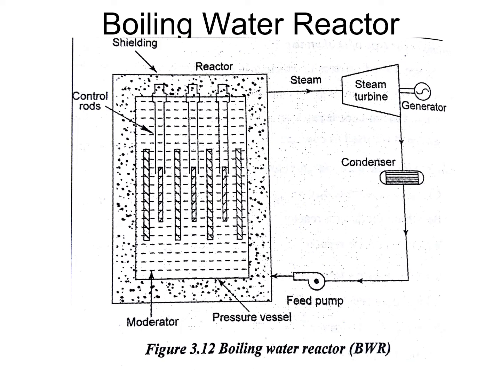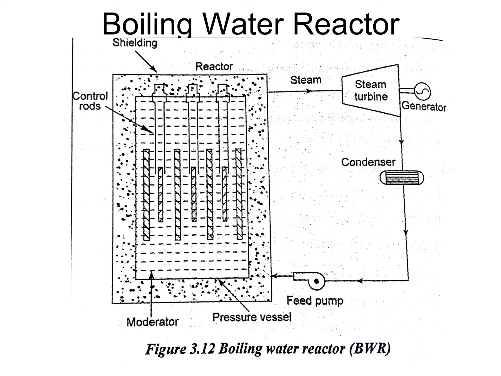Each fuel rod is a zirconium alloy cladding tube containing pellets of slightly enriched uranium-235. As we have discussed, this will be controlled by the control rod. So this is about the boiling water reactor.